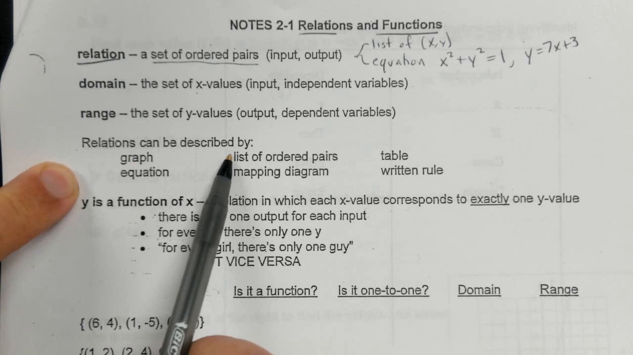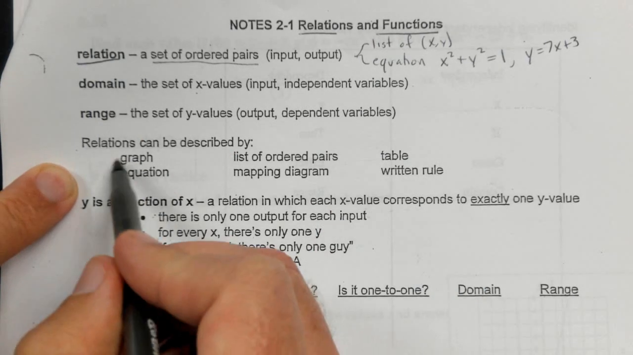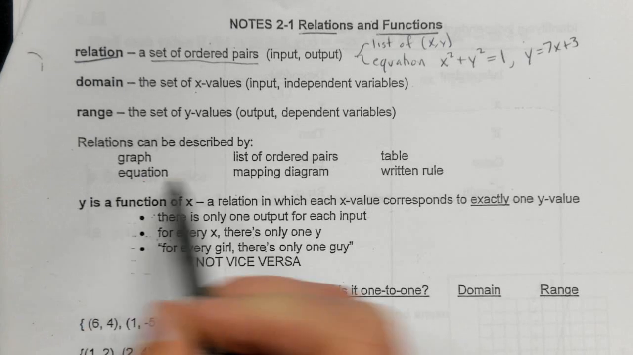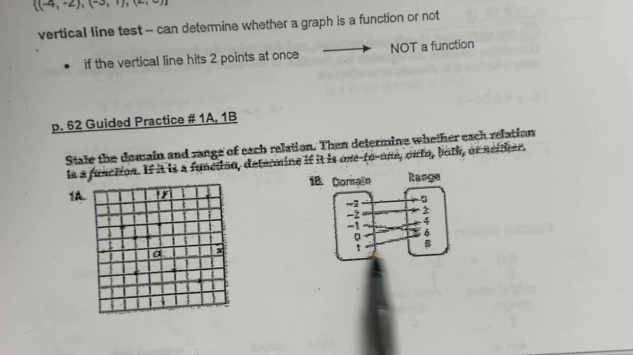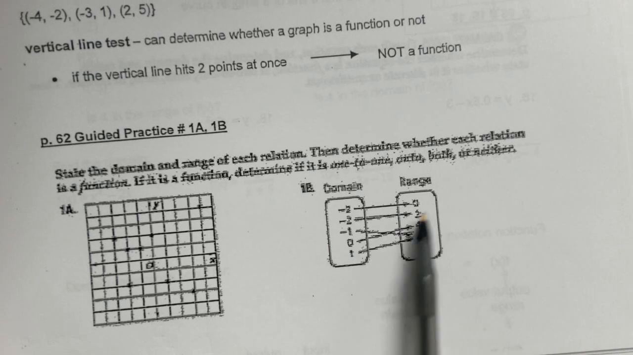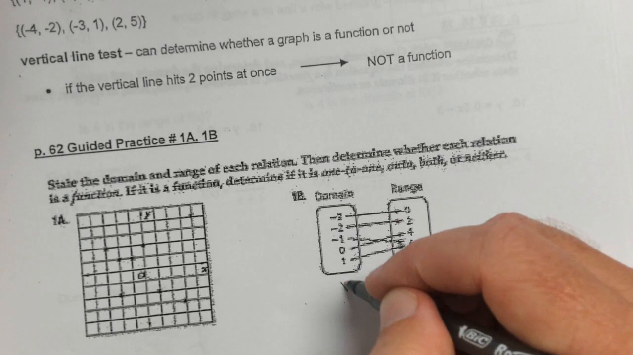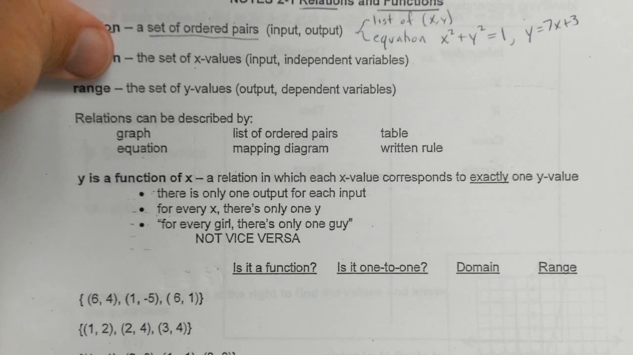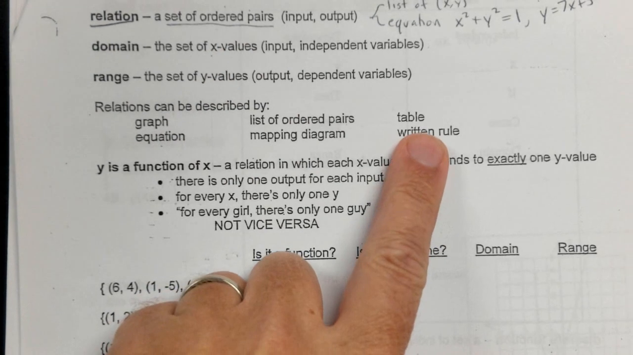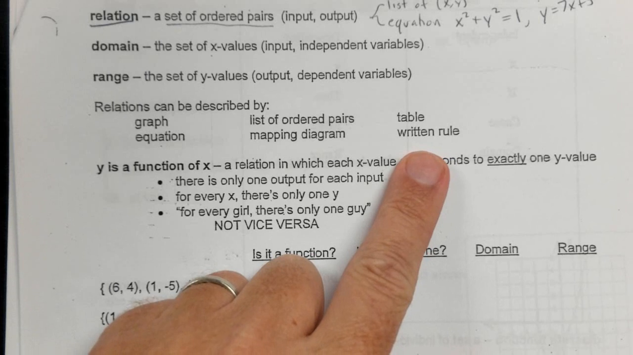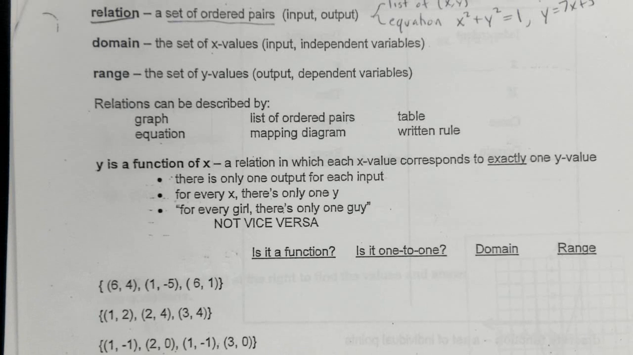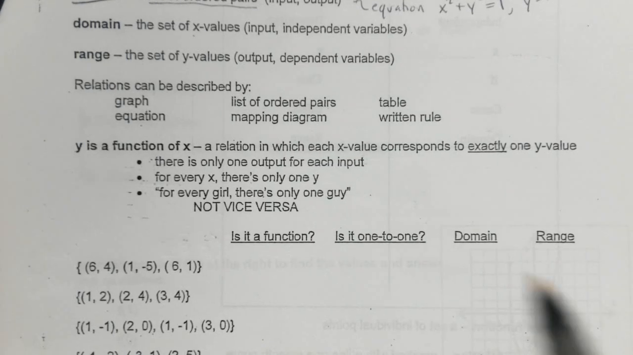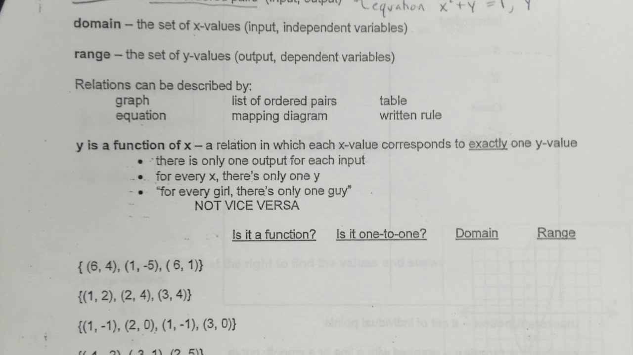Relations can be described by, as I was saying a minute ago, a graph, an equation, or just a list of ordered pairs. There's also a mapping diagram, I don't know if you recognize that term, but that's a mapping diagram down there at the bottom right. It maps the domain onto the range, or the x onto the y. You've seen tables for a long time. A written rule would be like a word problem kind of thing, where it would describe how the x's and y's are related. Okay, so a relation is any number of those things that ties together an x and a y.